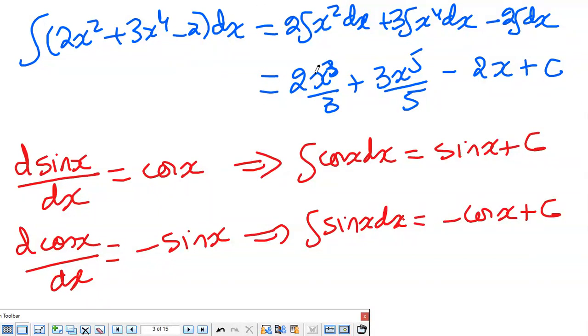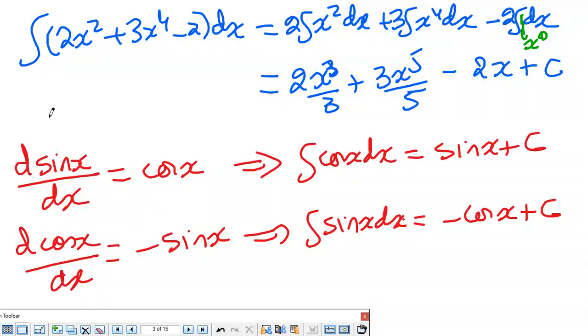The integral of 2x squared is 2x cubed over 3, plus 3x to the fifth over 5, minus 2x. Why is it minus 2x? Here, when there is nothing, what does it mean? It means that as I have x exponent 0, it's 1. So it's x exponent 0, and 0 plus 1 is 1, over 1. So it's x plus c.